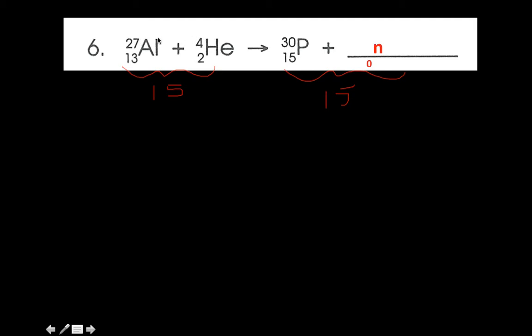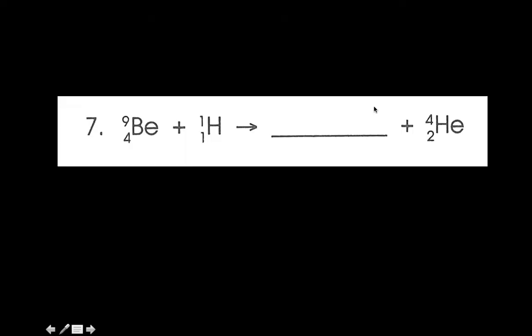27 plus 4 is 31. Oh boy, that's not very good printing. Oh well. So left side's 31. And the right side is 31. And so 31 minus 30 is indeed 1, even with my bad printing.